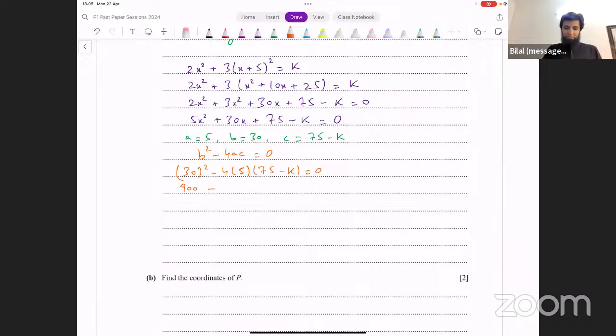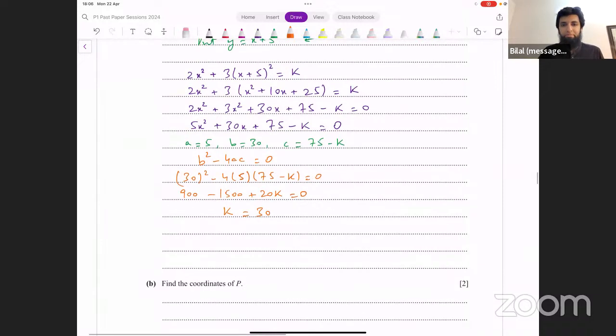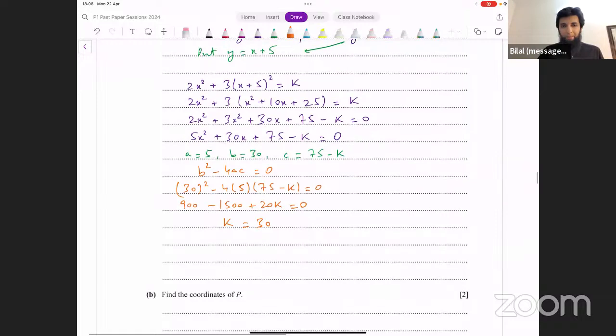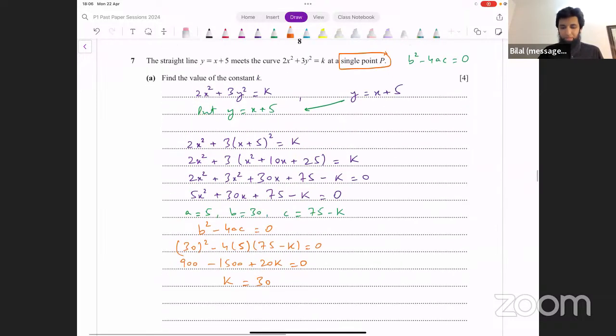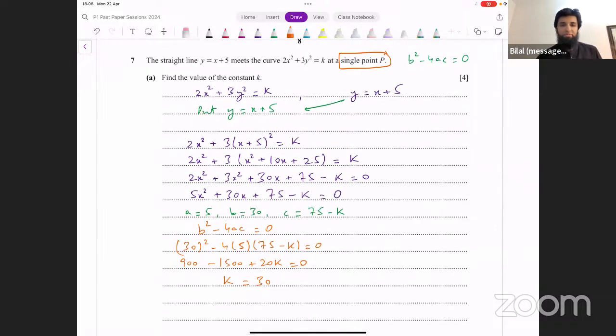20 into 75 is 1500, so minus 1500 plus 20 into k, that equals 0. And that's going to give you the value for k. You can see what that turns out to be. Minus 600, that goes to the other side, becomes 600 divided by 20. The value of k is 30. All right. Make sense? Any problems with this?